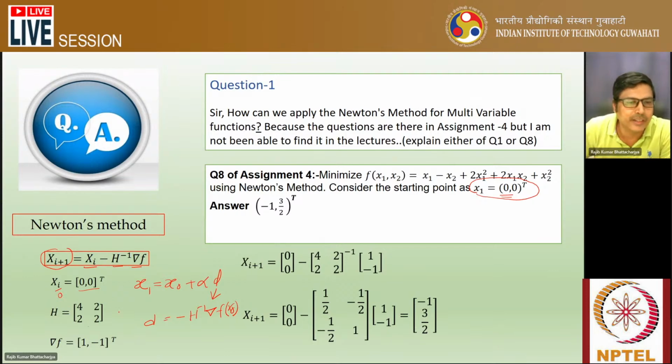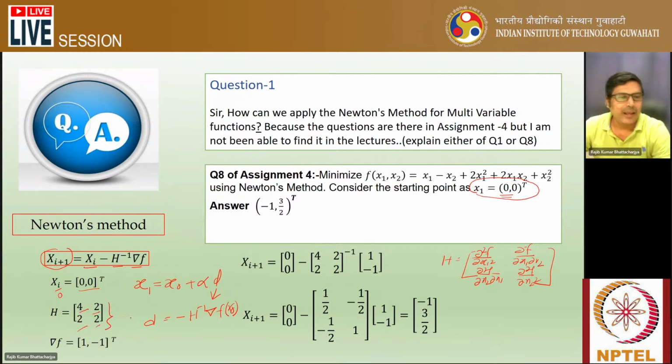How will you get the Hessian matrix? I can get the Hessian matrix like this: del square f by del x1 square, then del f by del x1 del x2, then del square f by del x2 del x1, and del square f by del x2 square. Now if I take the second derivatives, finally I will get this Hessian matrix, which is 4 2 2 2.